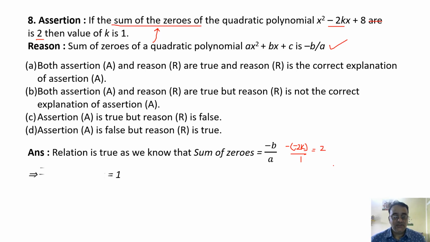Right. So we got k is equal to 1. So the assertion is correct. And I just told you that the reason explains the assertion also. So which option is the correct one? First option, option A. Right.